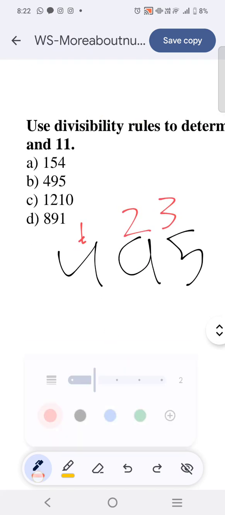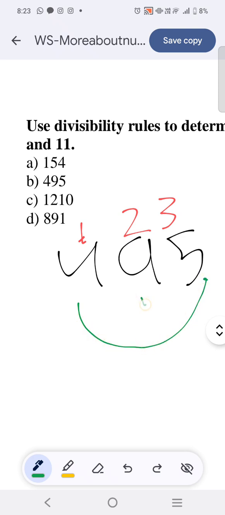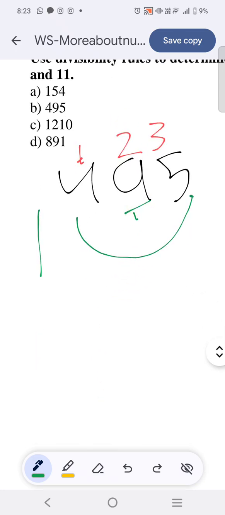Now we'll do it like this. These are the ones and this is the only one. Okay. 4 plus 5, 9. And this is also 9.